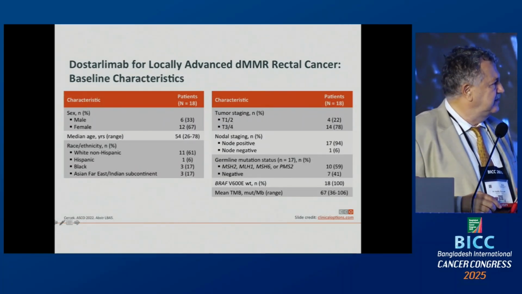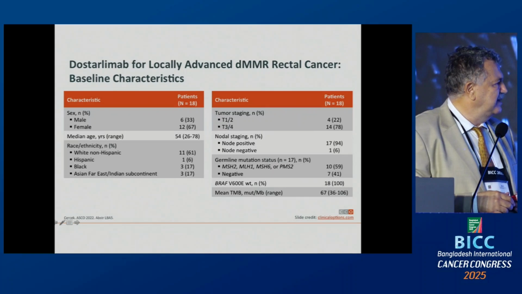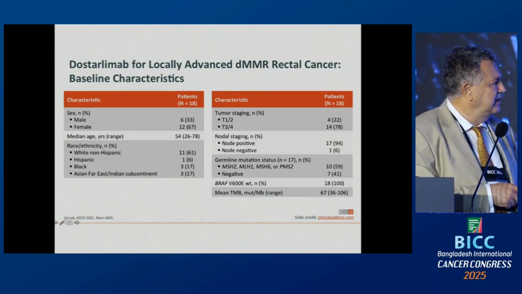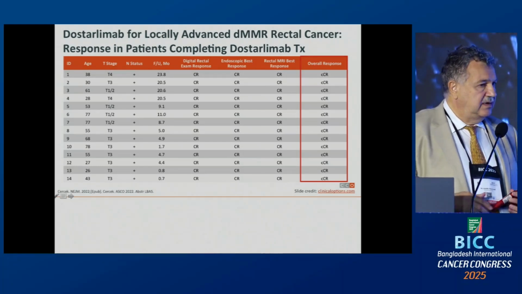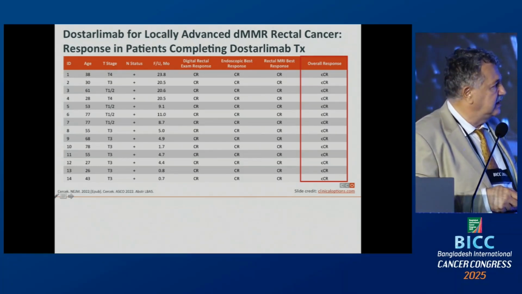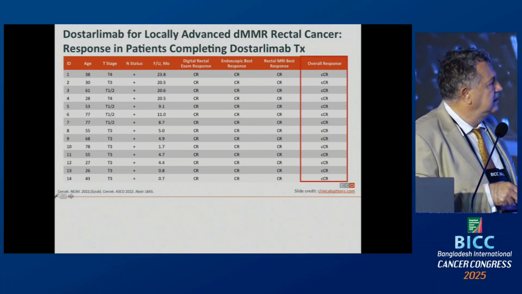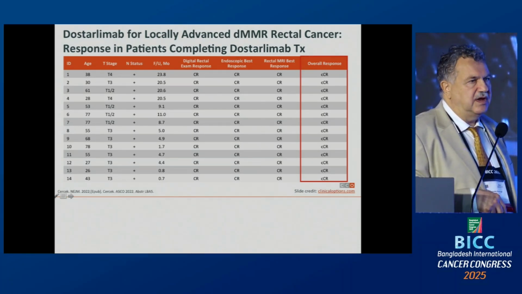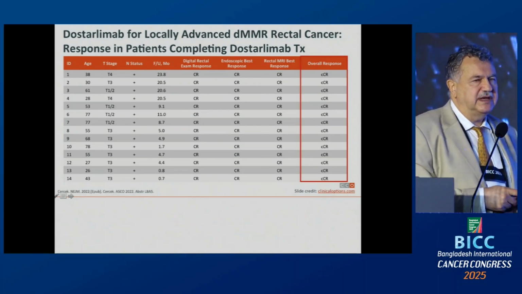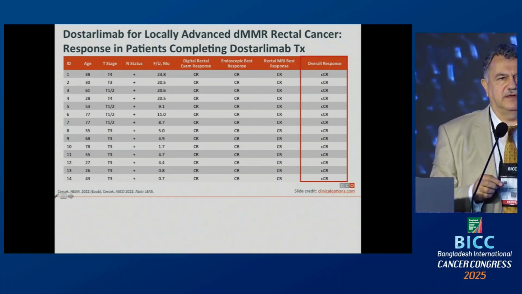Now, this is the description of the patients. There are males, females, etc. They're matched. And this here is the germline mutation status. Now, this here is the result. Look at that. Complete response. Digital rectal exam, complete response. How many? 14 cases, all of them. So all patients ended up with just immunotherapy.